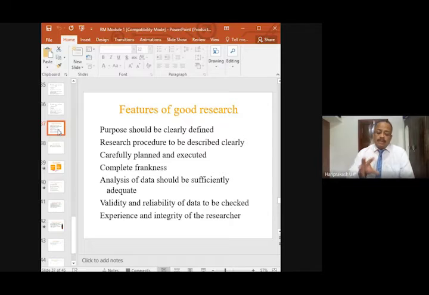By doing a literature survey on that particular area, you come to know what should be the objectives of the research. That is one way. Another is by discussing with your colleagues, experts and guides, you will frame the objectives of the research. The purpose should be clearly defined.